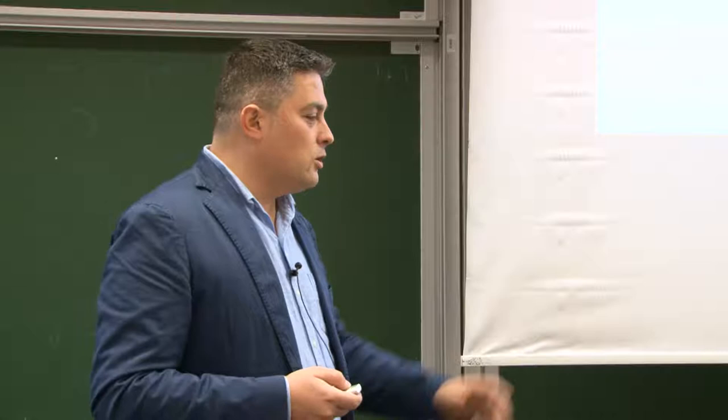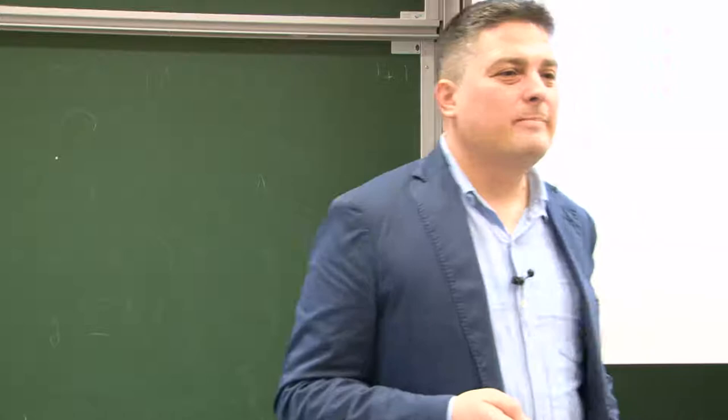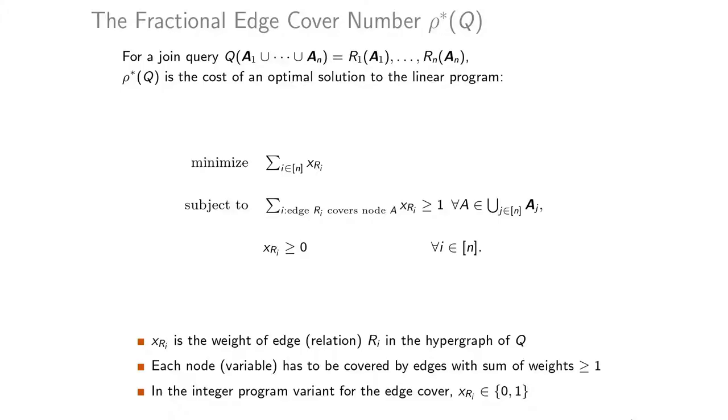You can take the values above one, but why would you ever take them above one? Because the constraint says every node should be covered by at least one. So it doesn't make sense to associate more weight than one to an edge. You see what I'm saying? And negative, well, it's part of the problem setting that they have to be positive. The meaning is that the relation or that hyperedge should give some values to the variable, not take away. Yeah? Other questions? Good.